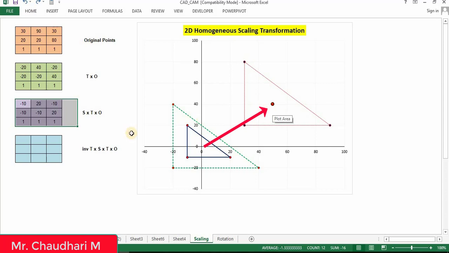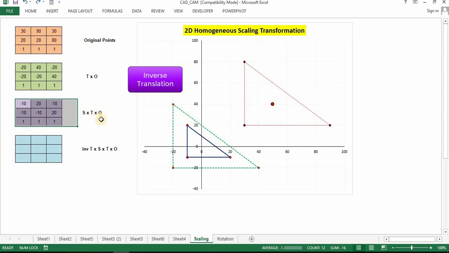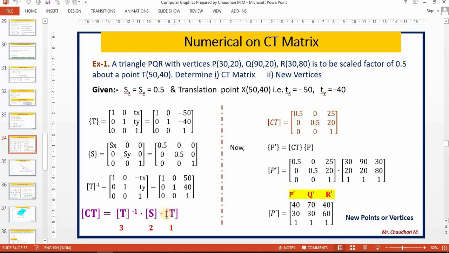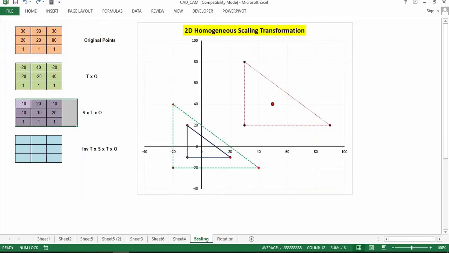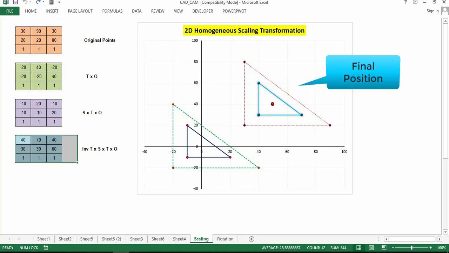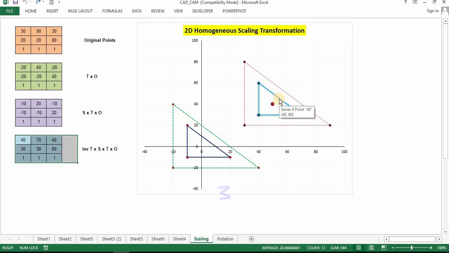So I multiply this entire S into T into the original point again with the inverse translation, meaning revert back. This process is again the same: T multiplied with S multiplied with the inverse translation. See here, this geometry again goes to the original position. So this is the entire process.